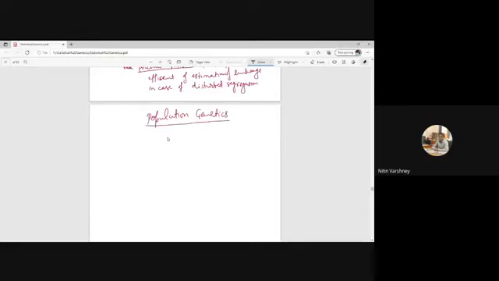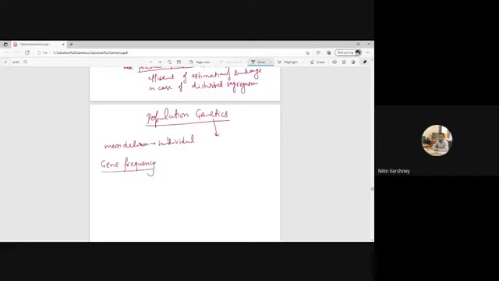So what is the difference between Mendelian genetics and population genetics? Individual studies for Mendelian genetics. Mendelian is for individual level, and this is for population level. Okay. Population study. Now we will see what is gene frequency.